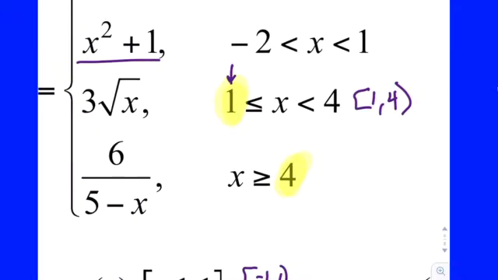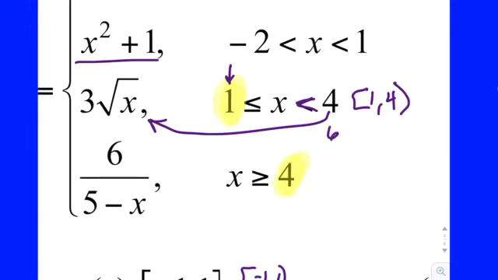So in this case, I need to check the 3-step definition because 4 is not my endpoint, 4.5 is. The limit from the left of 4 is the square root of 4, which is 2, times 3 is 6. The limit from the right of 4 and the function value at 4 are both the same. That's 6 over 5 minus 4, that's 6 over 1, which is also 6. So it is continuous at 4, all right?